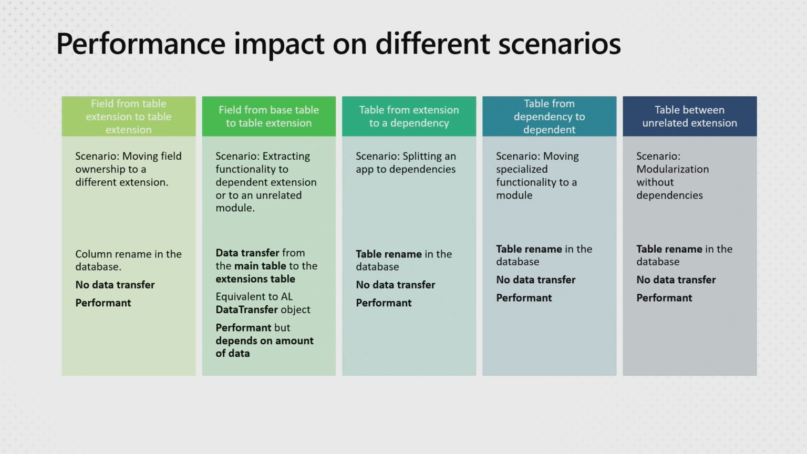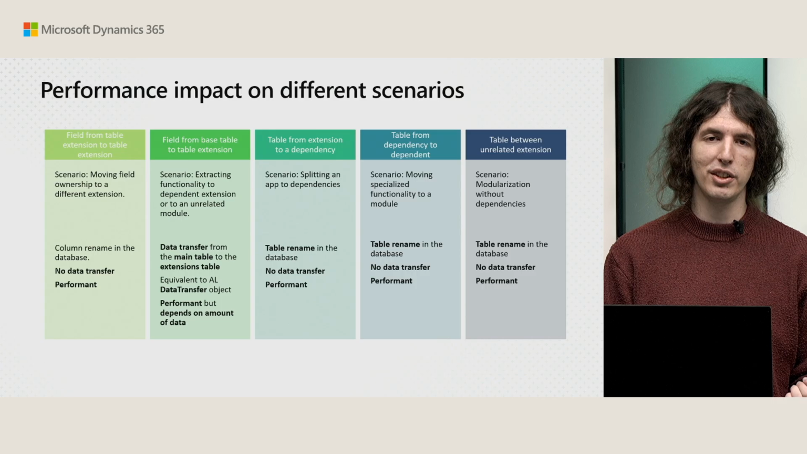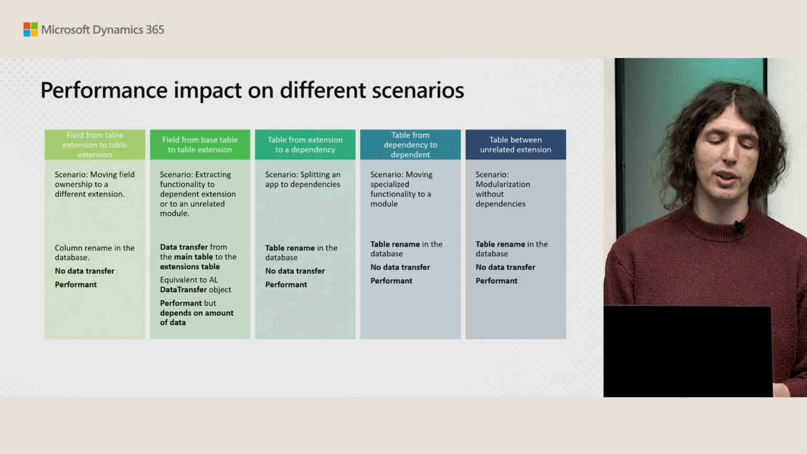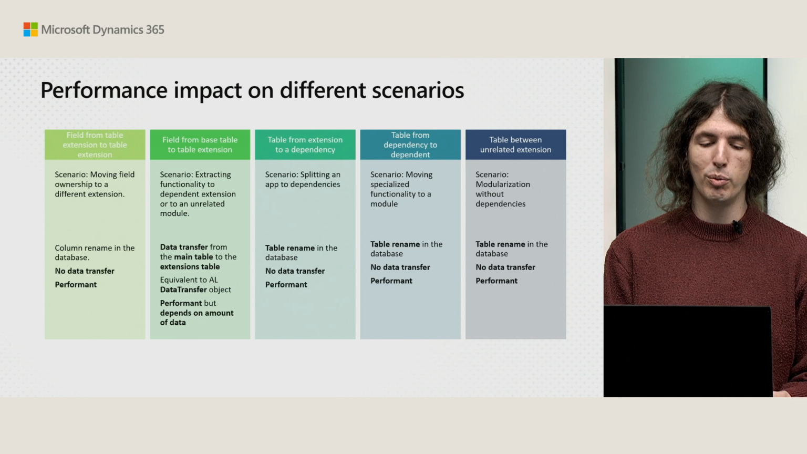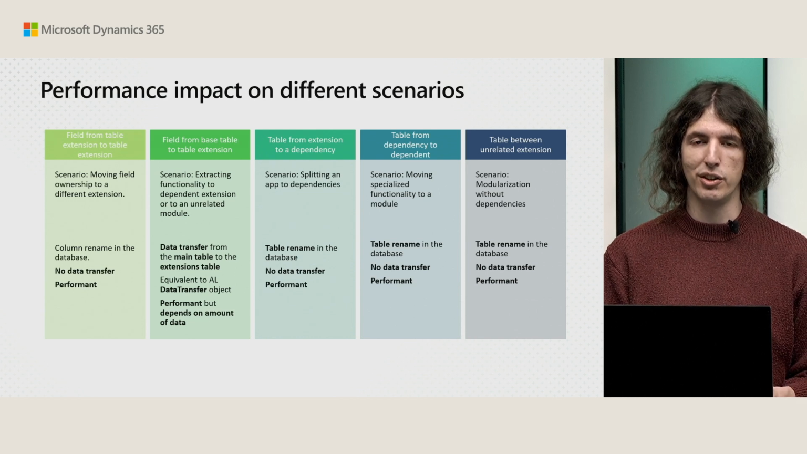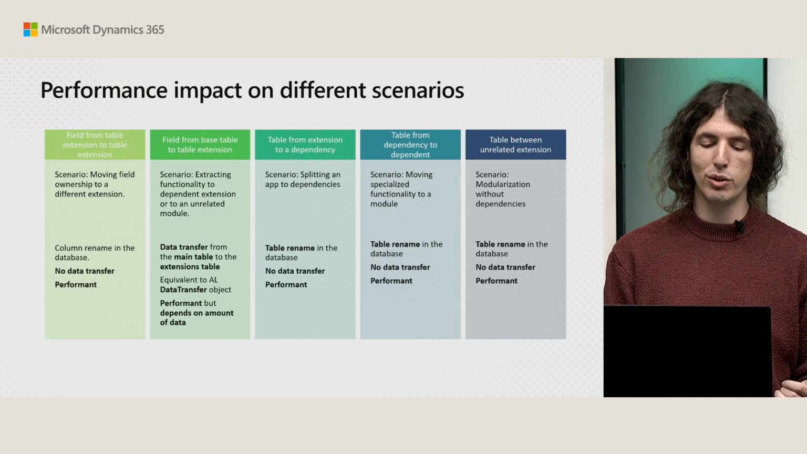If we are moving a field from a table extension to a table extension, then there is no data transfer happening. It is just a rename in the database, so even if you have billions of rows, it can happen instantly. It is very performant. If you are moving a field from a base table instead to a table extension, then some data transfer needs to happen. However, it is equivalent to the AL data transfer object, and it is very performant as it is done in batch.